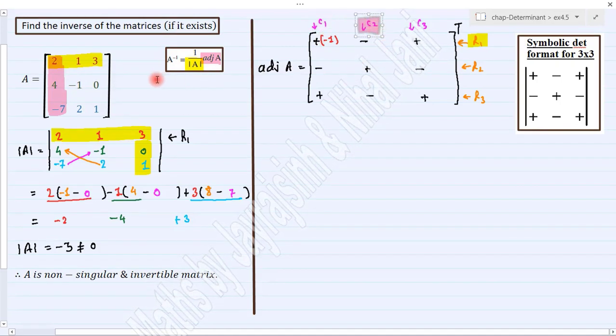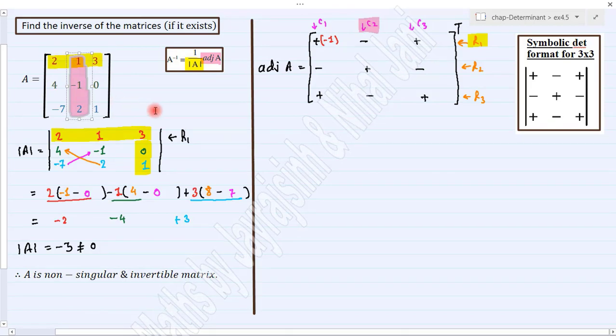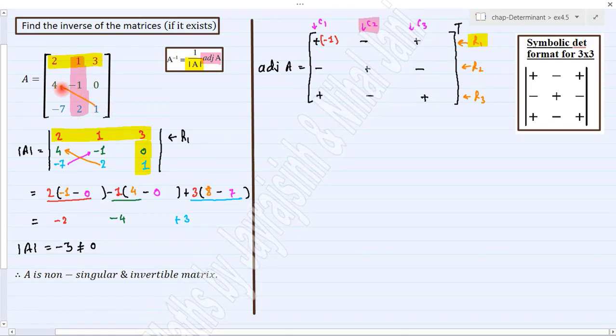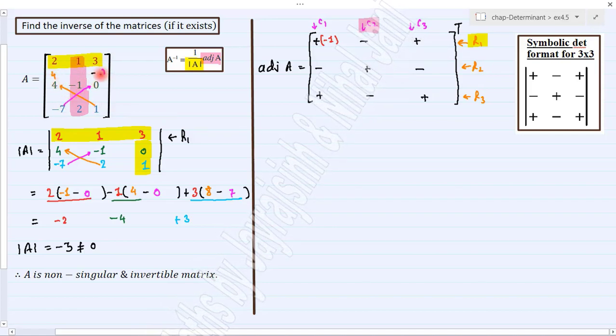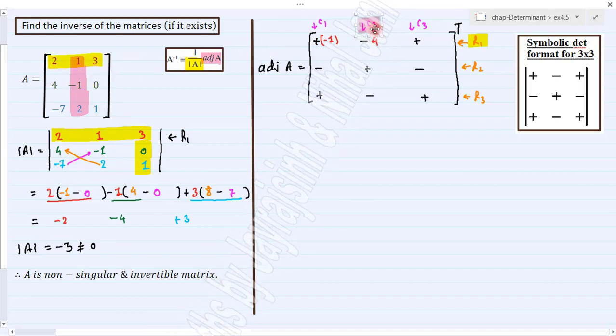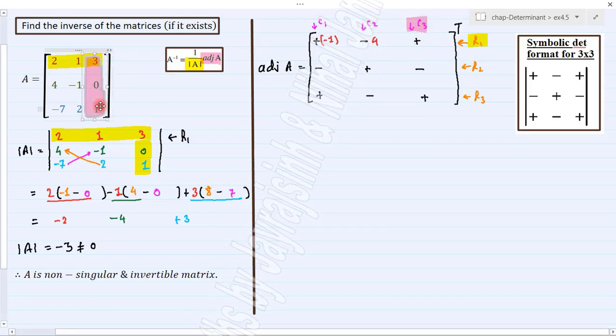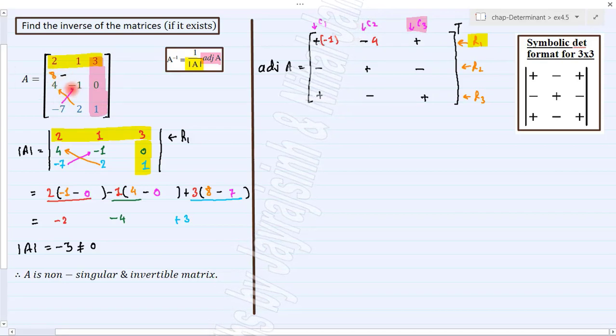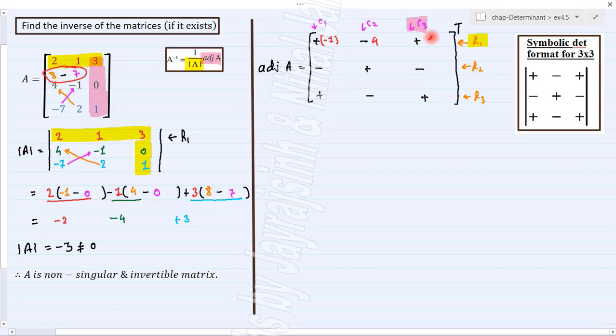Then next element is in second column. So ignore first row and second column and cross multiply. 1 4s are 4 minus 7 zeros are 0. So 4 minus 0 will be 4. Then third element is in third column. 4 2s are 8 minus 7 minus 1s are 7. So 8 minus 7 will be 1. So we get the elements of first row.